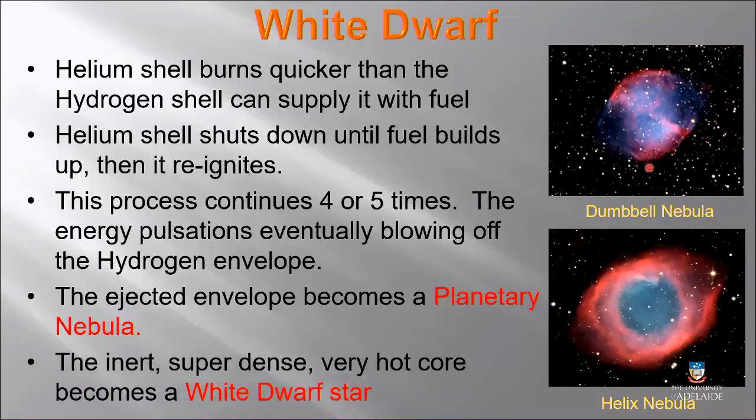And at the centre, the inert, super dense, very hot core becomes a white dwarf star. If you have a look at these images here, you can see there is a central star there and there. This is the core remnant of the dying star, and it turns into a white dwarf, which is only about the size of the Earth, but has about half a solar mass packed into it. So as you can imagine, that's incredibly dense material. A teaspoon of it weighs about a tonne.